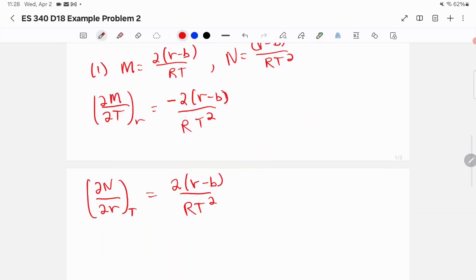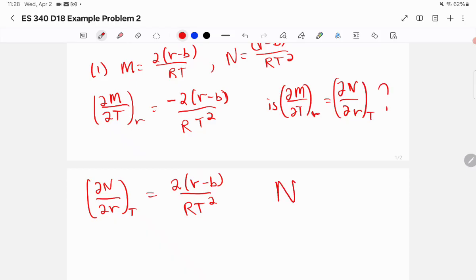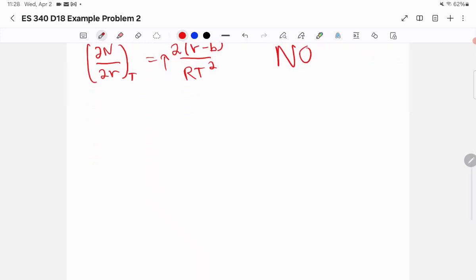Now the question is, the test for exactness says that these two should be equal to each other. So the question is: is dM/dT holding V constant equal to dN/dV holding T constant? And the answer is no, because I have a minus sign here and a positive here.